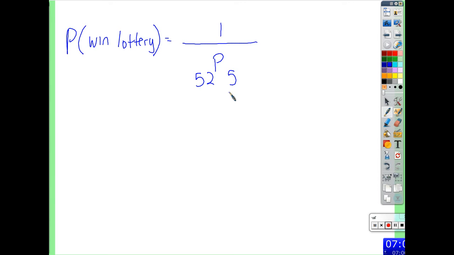That's a big number. What is it? 311,875,200. Okay. So your odds are very bad. The probability is very bad that you will win.